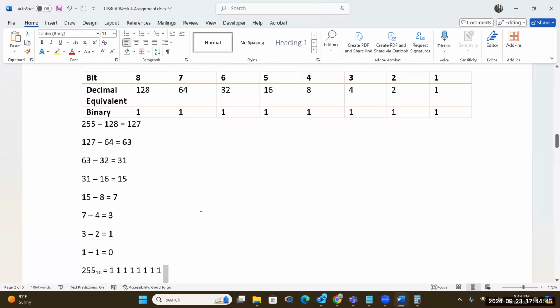So I have all 8 bits on for 255. And that's your answer. And then you can check with the calculator. Are we okay with this? Any questions? Piece of cake, right? Not too hard. Just binary math.